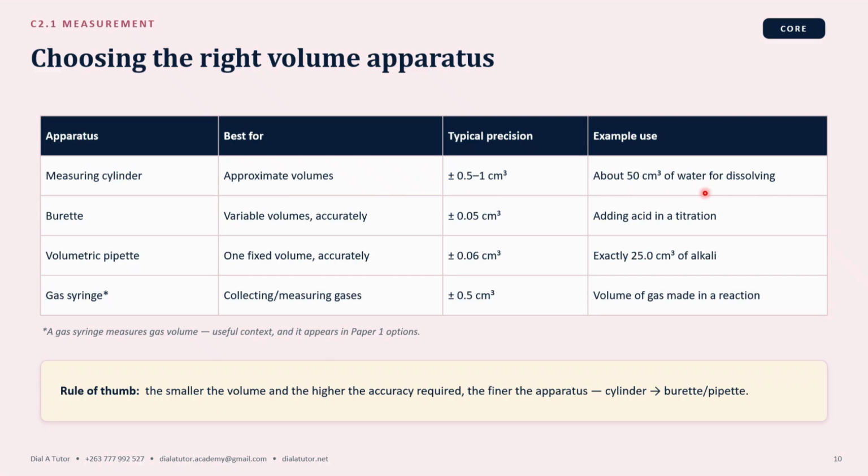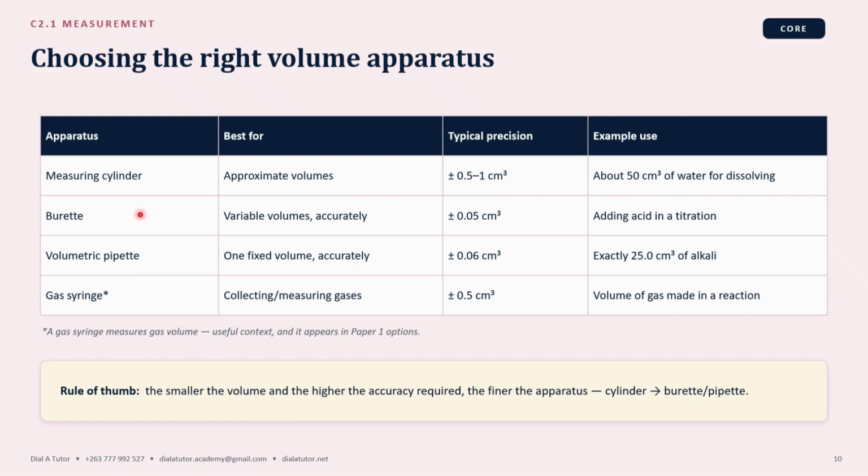Example, about 50 cubic centimeters of water for dissolving. They may say Tabo or Tabani or Rutendo wants to measure about 50 cubic centimeters of water for dissolving. Which instrument must he use? Therefore, you will know that this has been written to a unit, so maybe you want something that is approximately 0.5 to 1 cubic unit. Hence, a measuring cylinder will be appropriate.